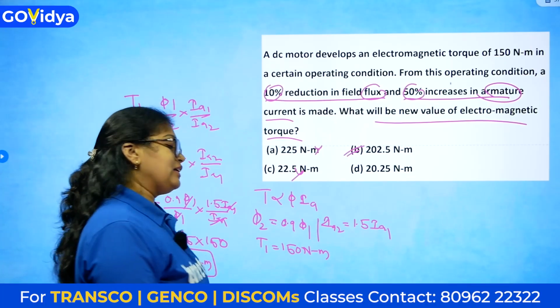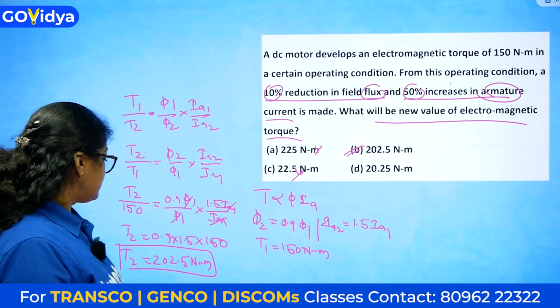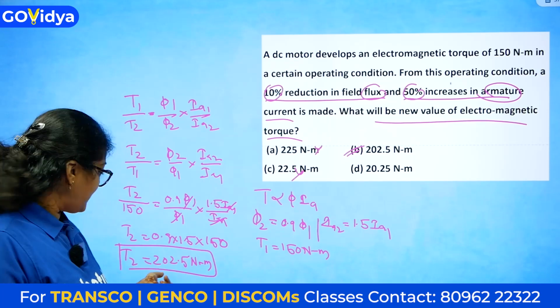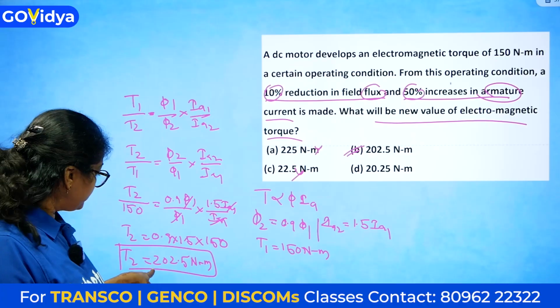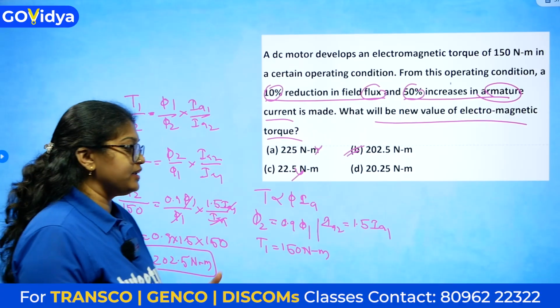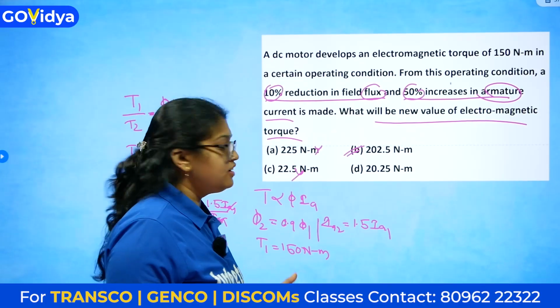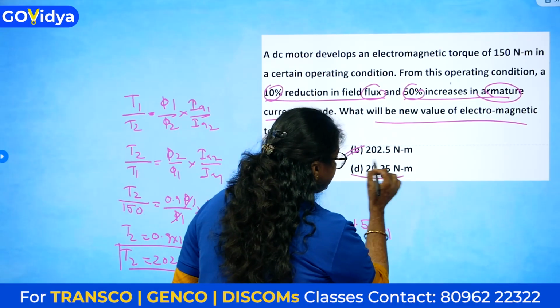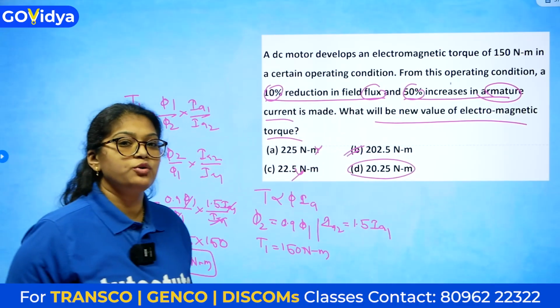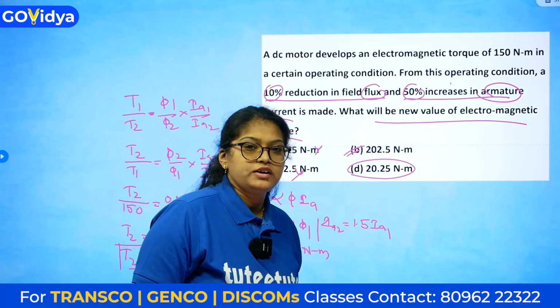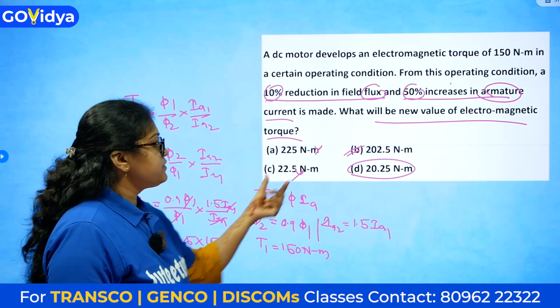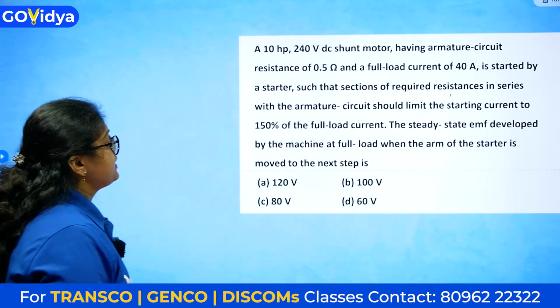See, in the exam you can get confused, because you got the exact correct result, 202.5, but in a hurry or under tension you might mark option D, 20.25 Newton meter. You don't notice where the decimal point is located. So be careful while answering also. Let's move to the next question.